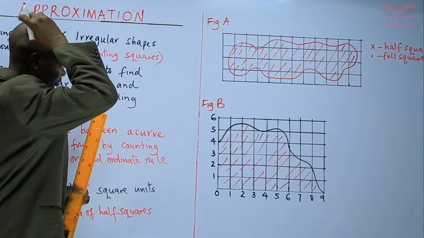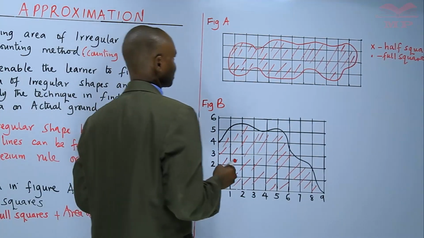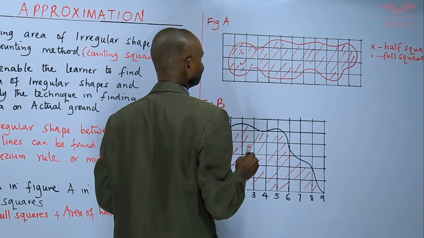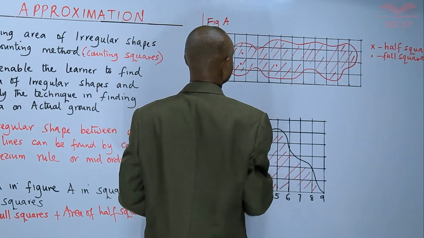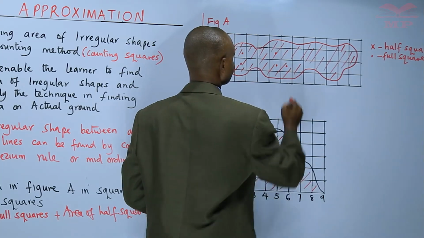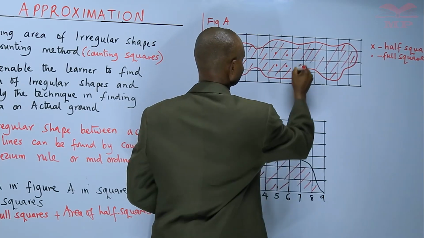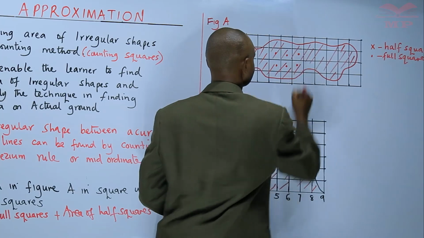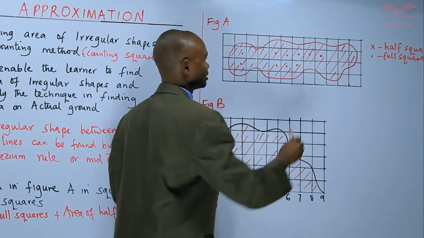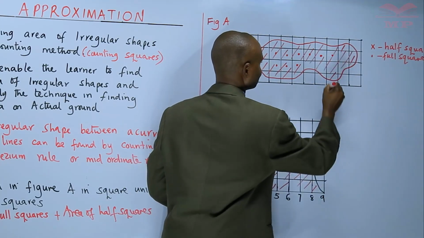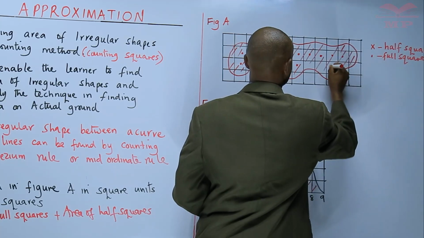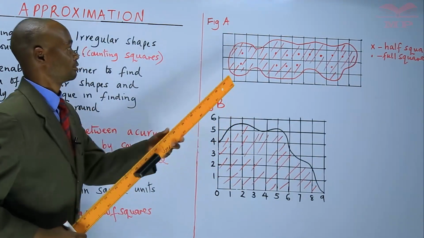So let's start with the full squares. I have 1, 2, 3, 4, 5, 6, 7, 8, 9, 10, 11, 12, 13. We just repeat again because of visually seeing them.